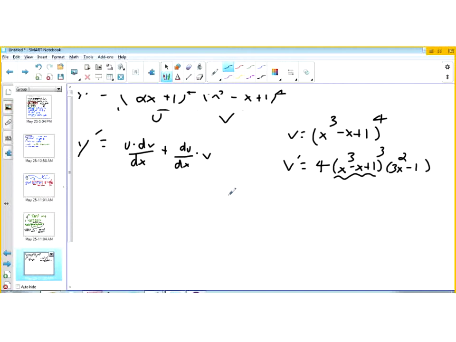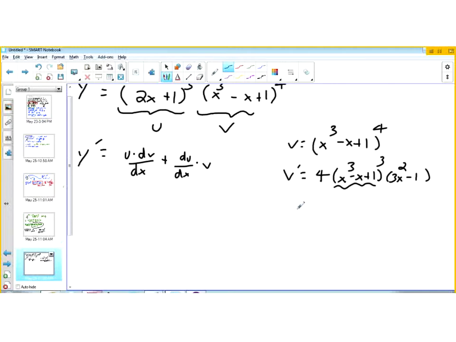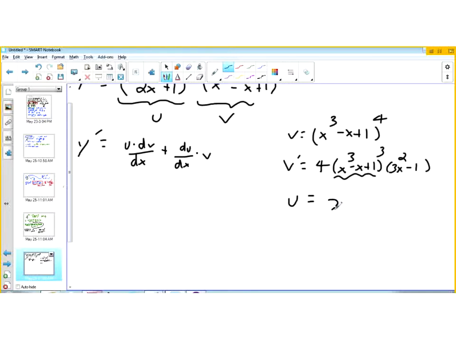And now we have to calculate u prime. So u is equal to what? 2x plus 1 to the 5th.